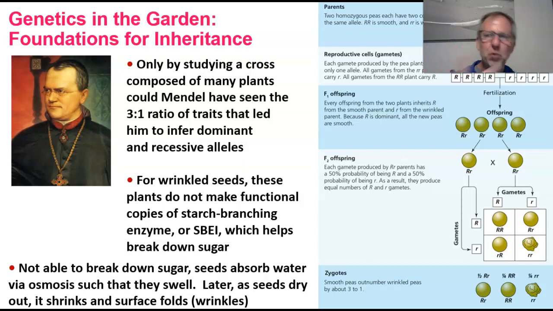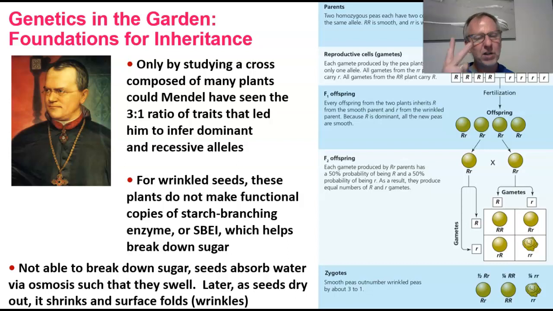And you've got to have 2 copies of that allele for making a non-functional enzyme. So as long as you inherit 1 copy of a functional allele, a big R allele, you will make that enzyme and your seeds will come out round.